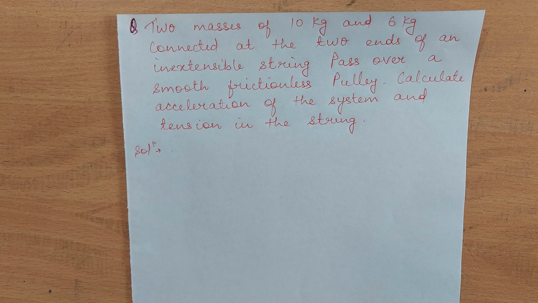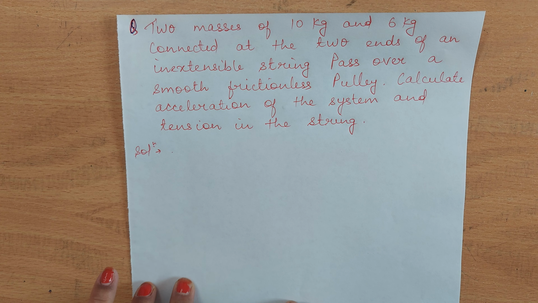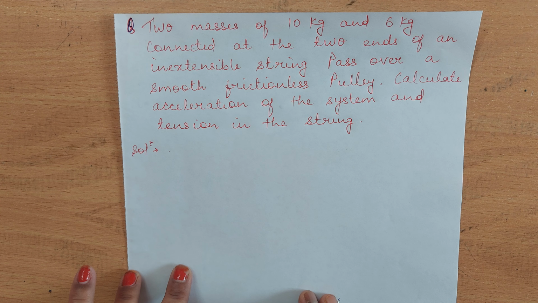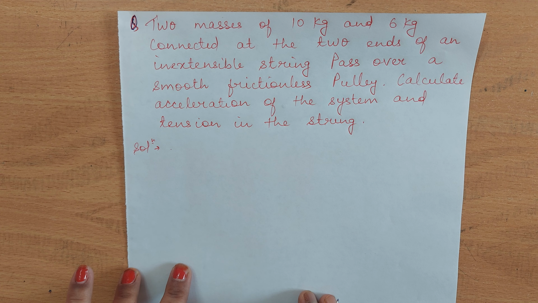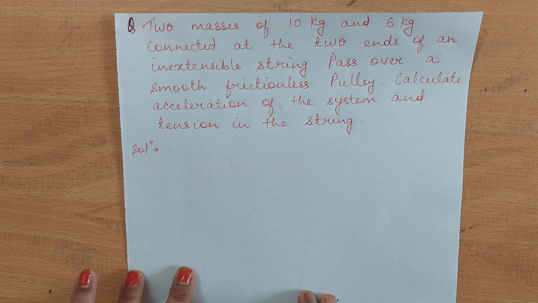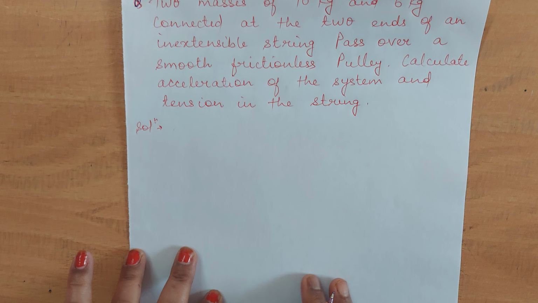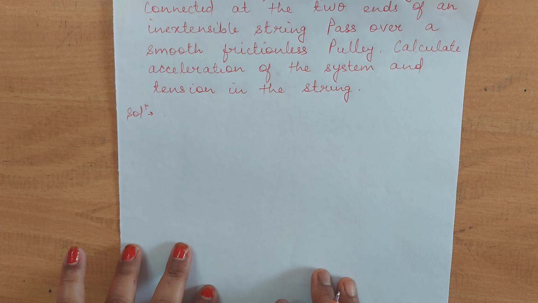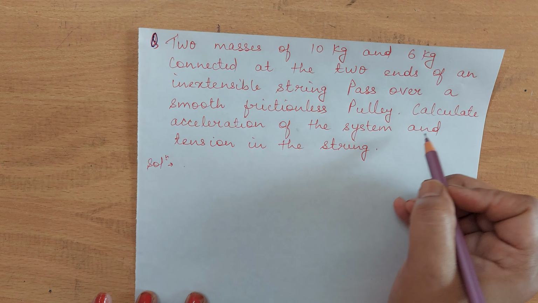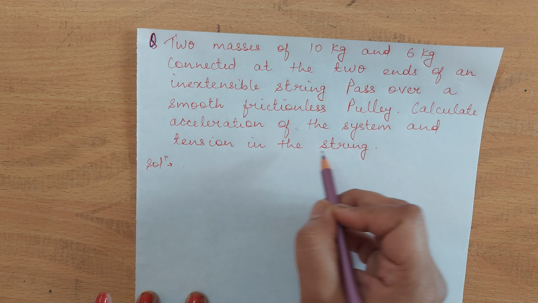Today let's solve a numerical of chapter Newton's laws of motion based on the concept connected motion. So let's start. Two masses of 10 kg and 6 kg connected at the two ends of an inextensible string pass over a smooth frictionless pulley. Calculate acceleration of the system and tension in the string.